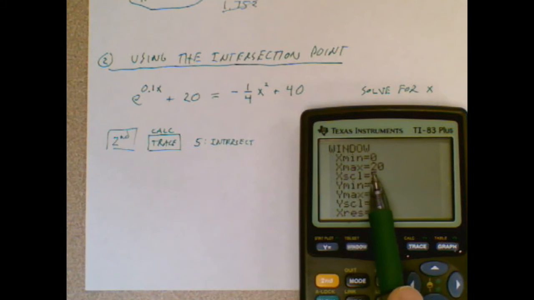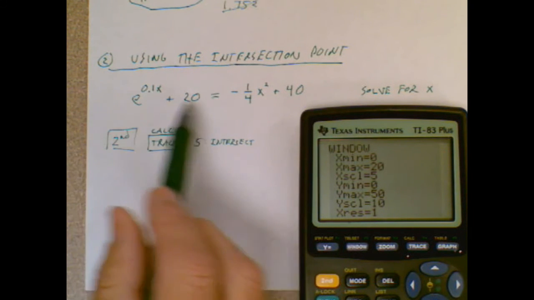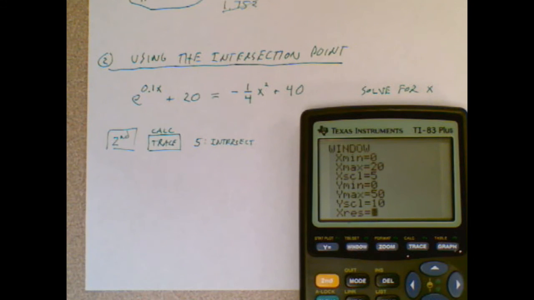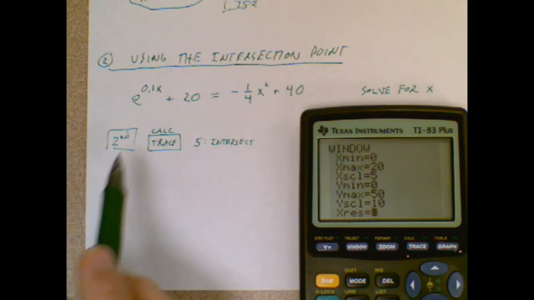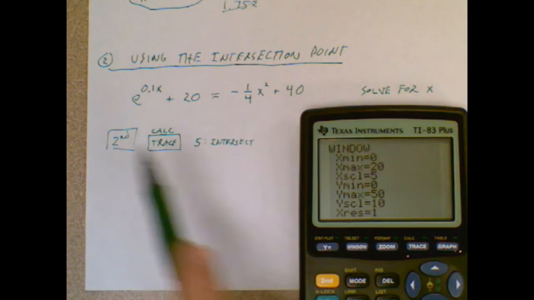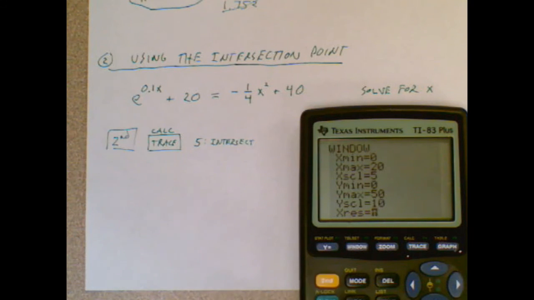Okay, so now I'm going to go on my x-axis from 0 to 20. And I'm going to do those little slashes every 5 units. My y-axis, I'm going to go from 0 to 50, and I'm going to do a slash every 10 units. That just gives me perspective. And remember that you may or may not really have an idea of where these two equations intersect right now, but in a contextual problem, you probably would. All right, so now, well, let's just do this. Let's go second, calc trace, and choose 5 for intersect.